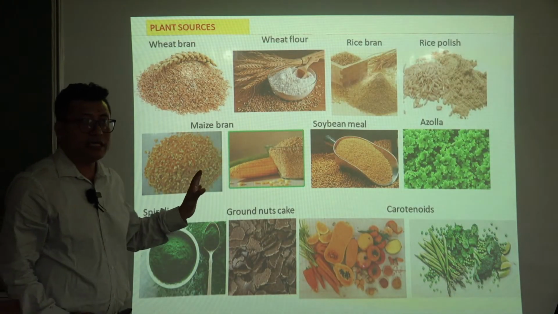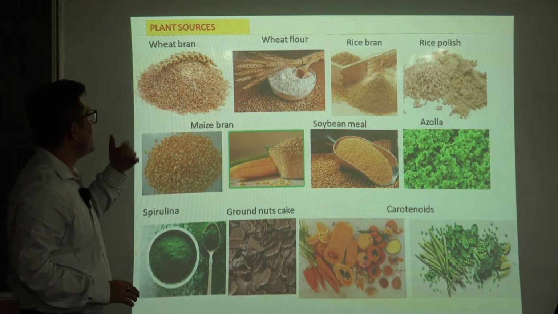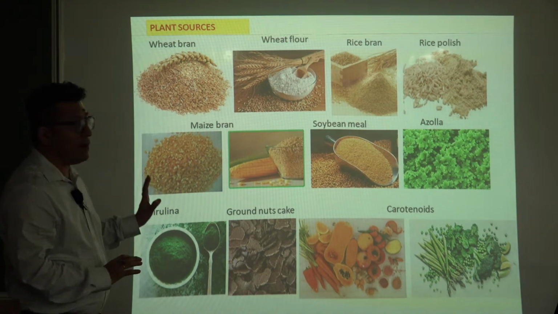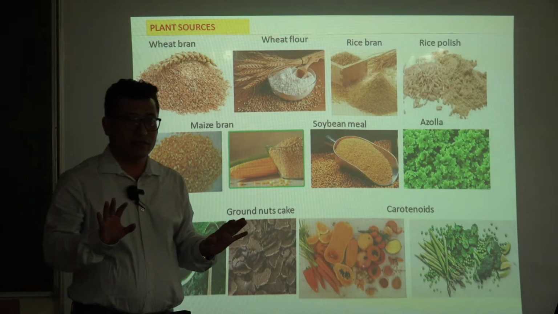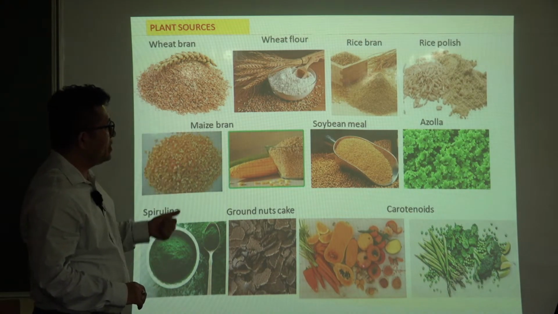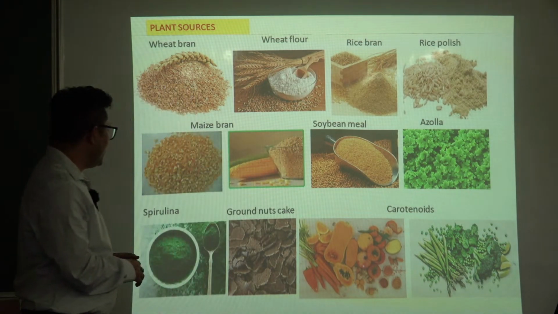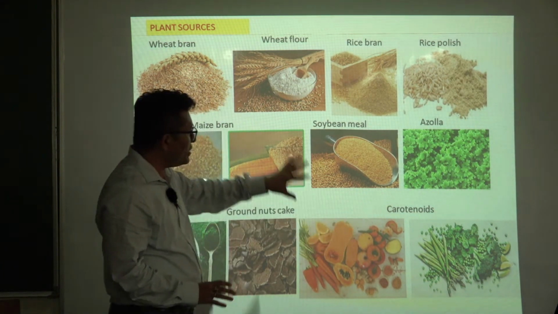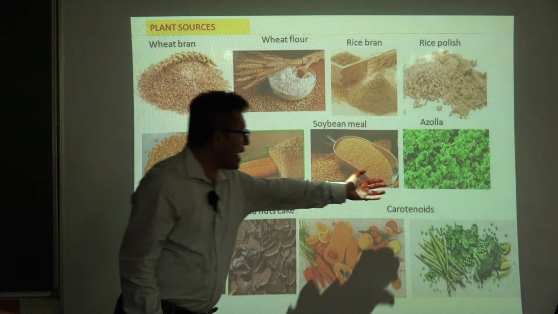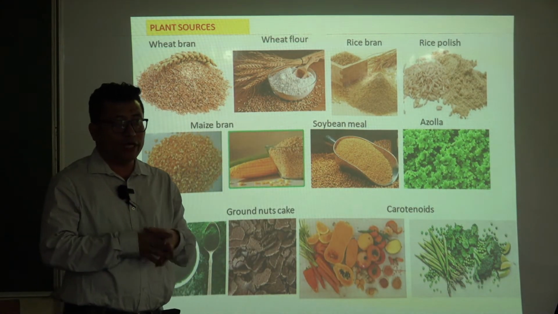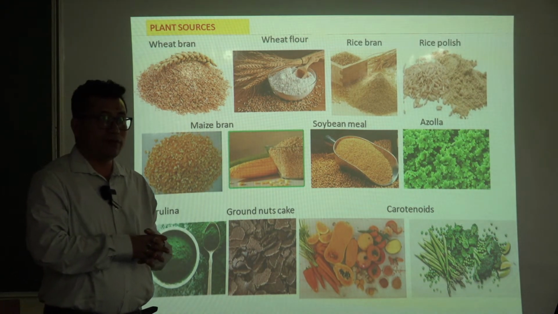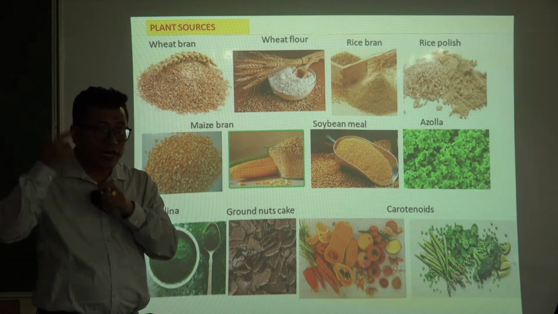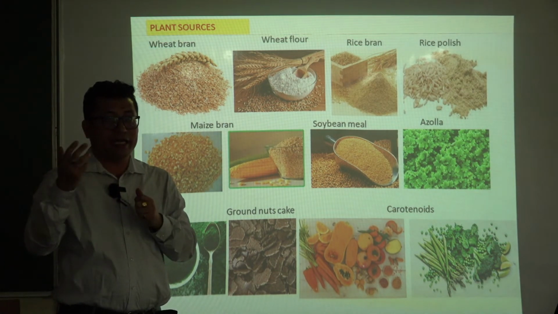Now these are the different plant sources. Here it is all about the carbohydrates. I'm showing you maize, soybean meal, azolla, spirulina, groundnut cakes, and carotenoids. Even for azolla, you have to look in your locality. Some foods get wasted and people are throwing them away, but you can collect them and then analyze the protein.